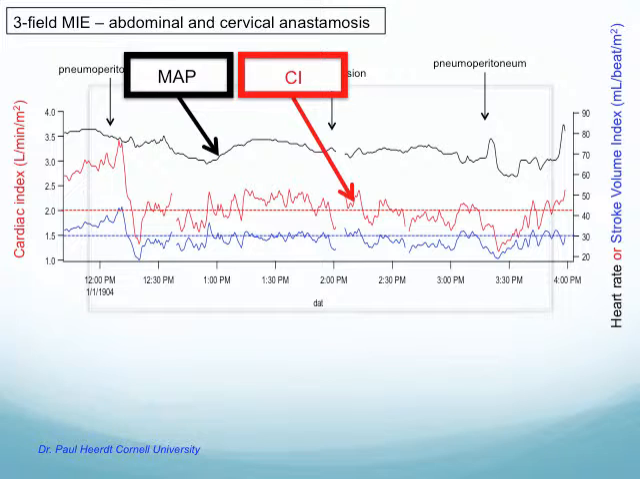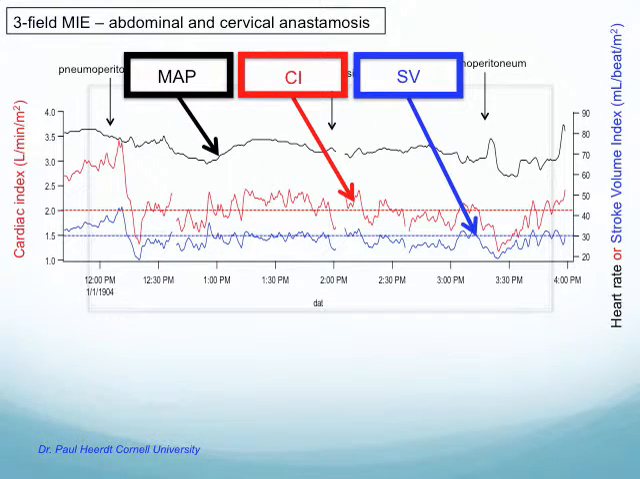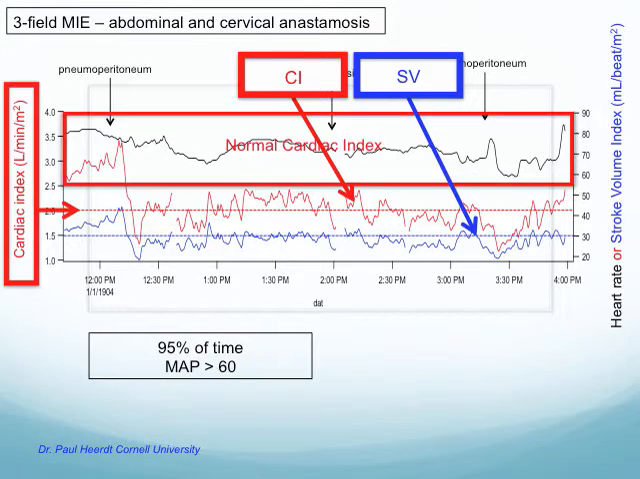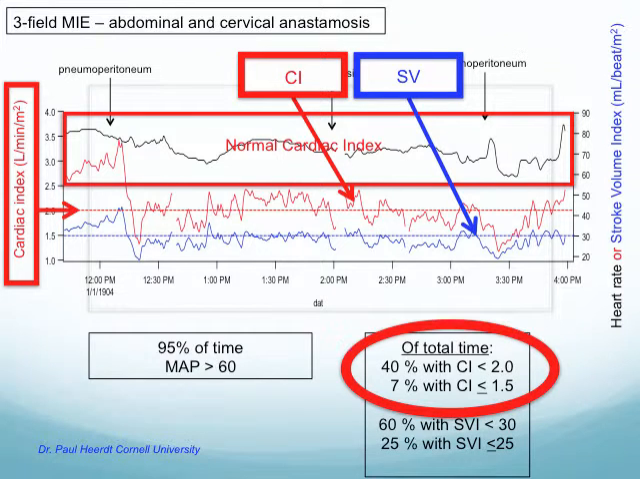The mean arterial pressure is trended as a black line. The cardiac index was not reported to the anesthesiologist providing the care and is trended in red. The stroke volume variability index, or SVI, is trended in blue. The anesthesiologist was able to maintain the mean arterial pressure greater than 60 for over 95% of the operation. A normal cardiac index ranges from 2.5 to 4 liters per minute per meter squared. While the cardiac index is normal prior to the insufflation, there is a significant and prolonged reduction in the cardiac index for several hours during the operation.